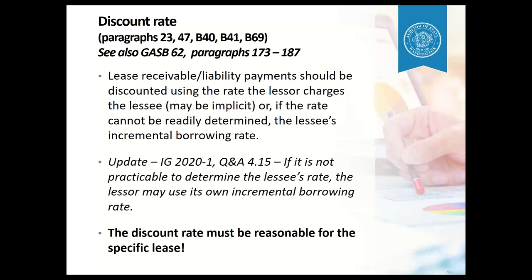Well, GASB heard you when you complained about this, and so there is an update. If you look in Implementation Guide 2020, Q&A 415, GASB said, okay, if it's not practicable to determine the lessee's rate, the lessor may use its own incremental borrowing rate. Now, if it's not practicable doesn't mean you can just use your own incremental borrowing rate in any case, at all times. I think at first people were like, yay, I can just use my rate. Lessors anyway. Well, the discount rate still has to be reasonable for the specific lease.